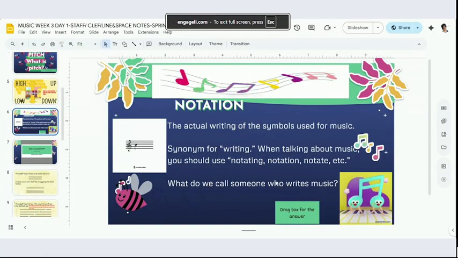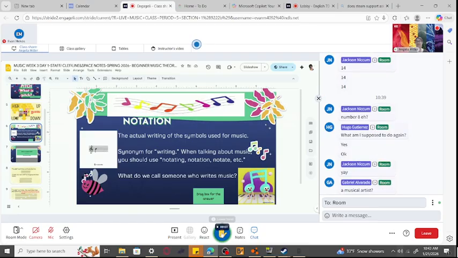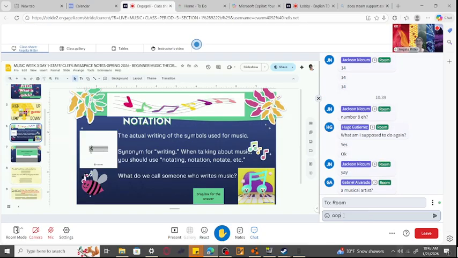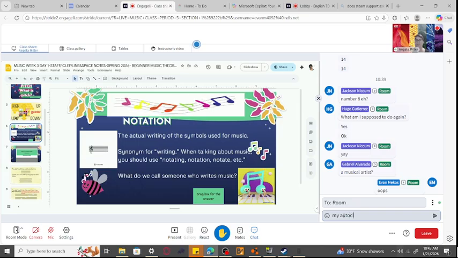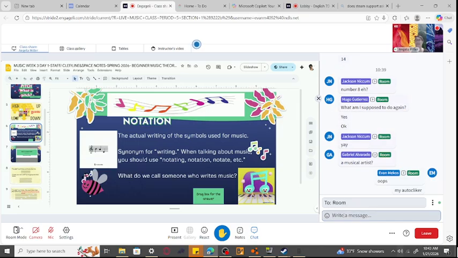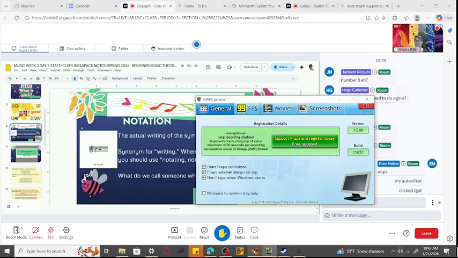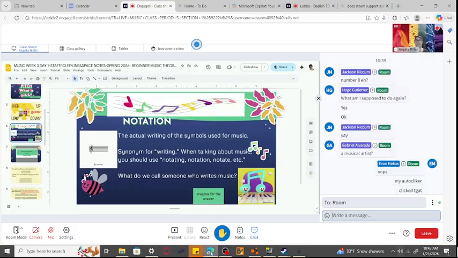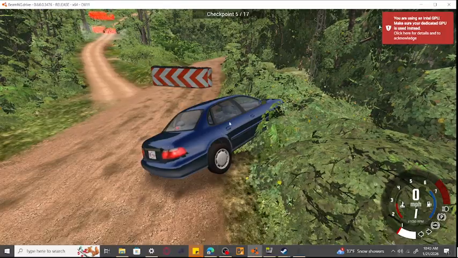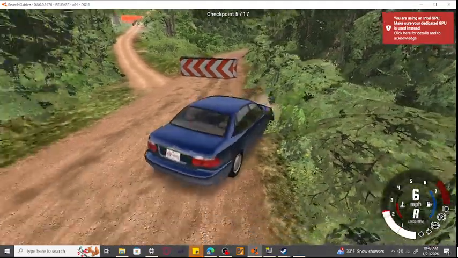I mean, you could call them a musical artist, right? What do you think, Evan? There's actually notation, the musical name for writing music. What's the fancy word for somebody who writes music? Nope. Here we go. Let's drag the answer. A composer.